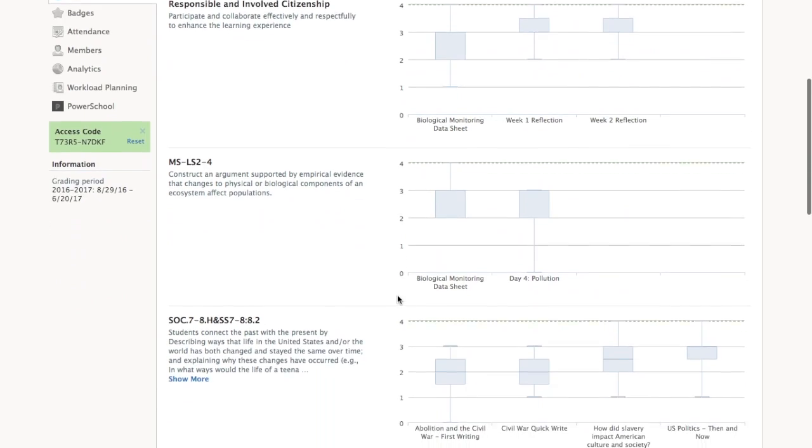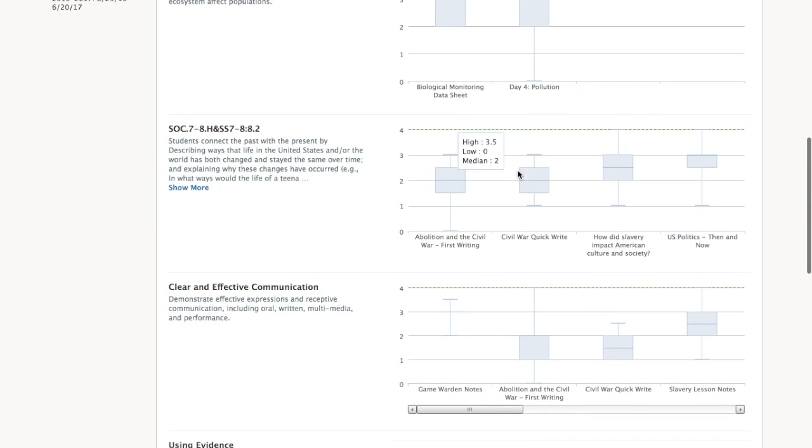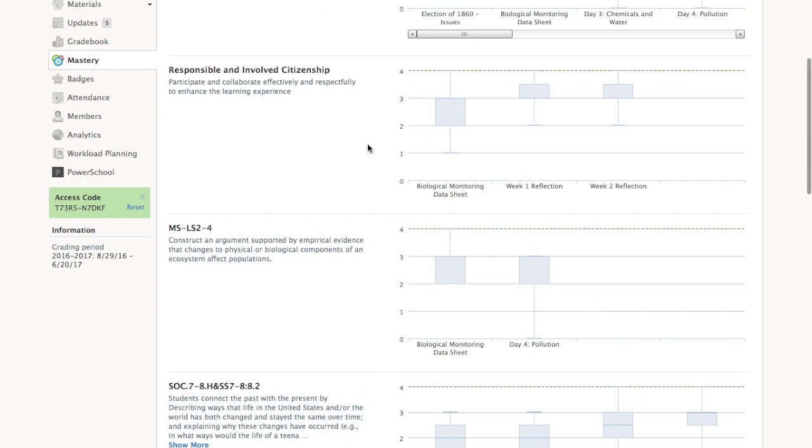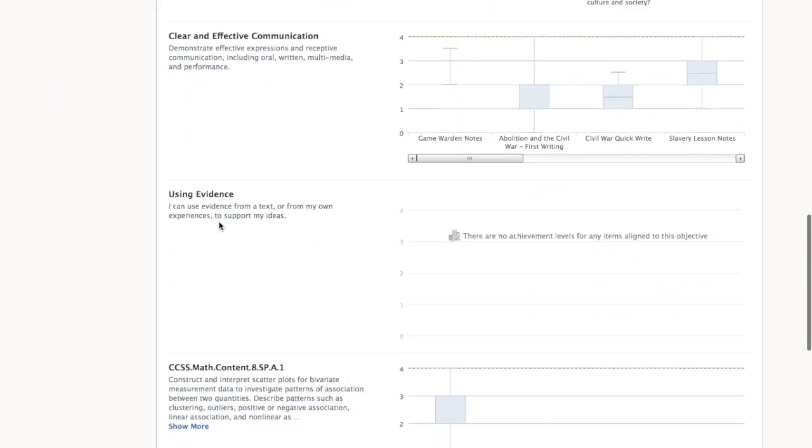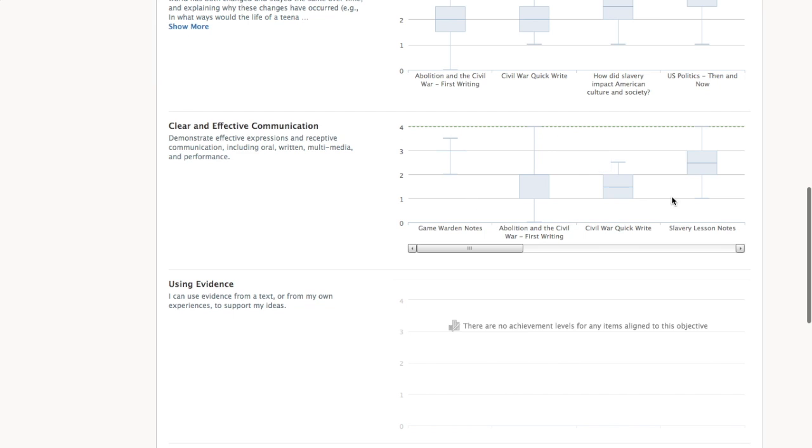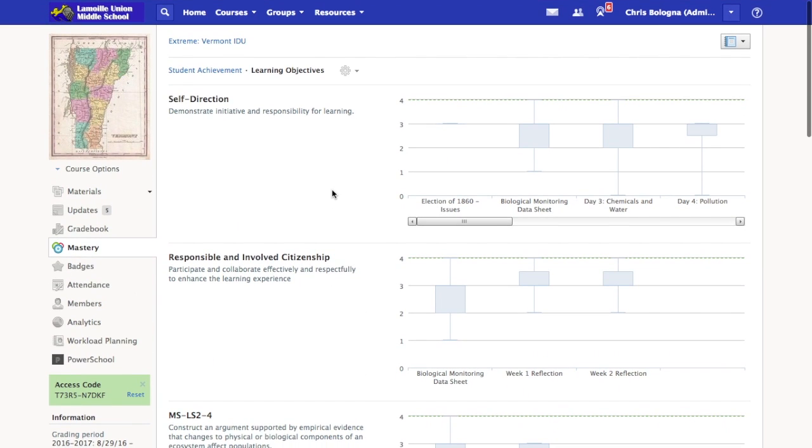So if we look at the data here, we can see some improvement as the unit has progressed for these standards.